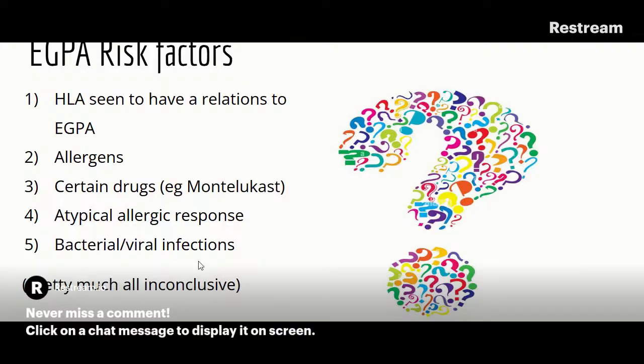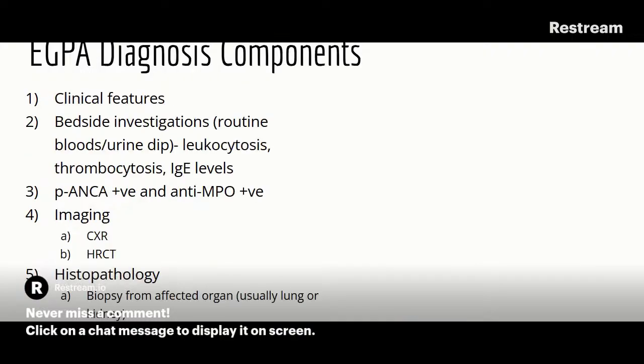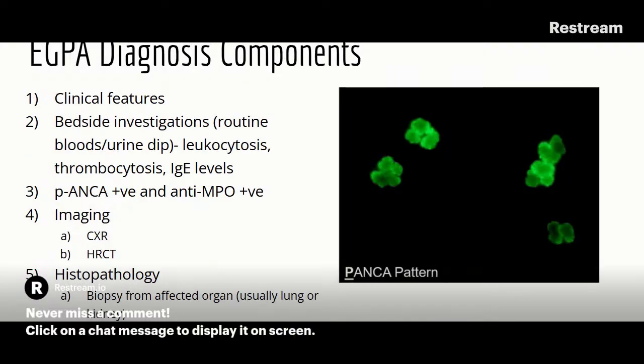For example, I've seen a woman who had an allergic reaction to an antibiotic, and instead of having the classic anaphylactic type presentation, she just went almost very absent, almost absent seizure-like, which was a very atypical response. It got better with adrenaline, of course. Bacterial and viral infections that dysregulate your immune system, historic ones, and these are all pretty much inconclusive. In reality, we don't really know what is causing EGPA. We don't know what the underlying mechanism for it is.